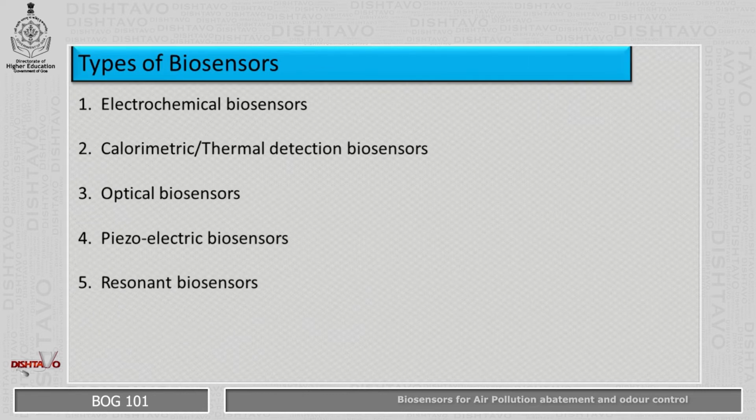Coming to the types of biosensor, we have five different types of biosensor. First is electrochemical biosensor. Second one is calorimetric or thermal detection biosensor. Third is optical biosensors. Fourth is piezoelectric biosensor. Fifth one is resonant biosensor.